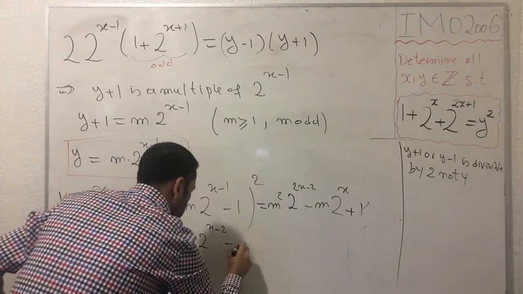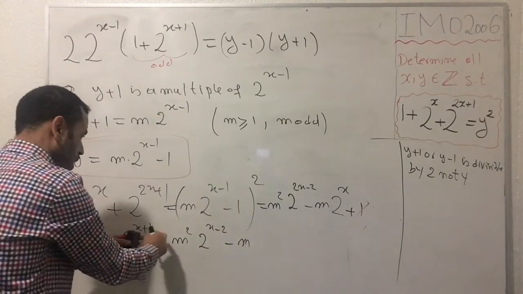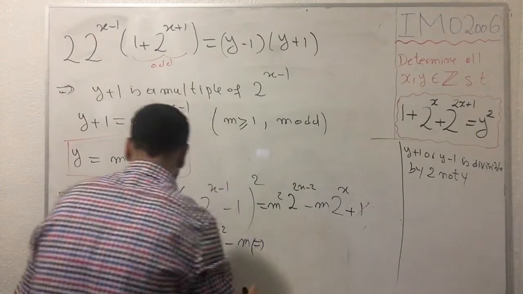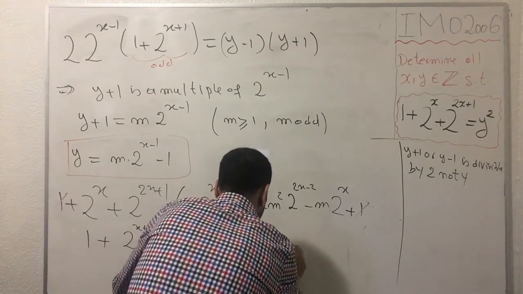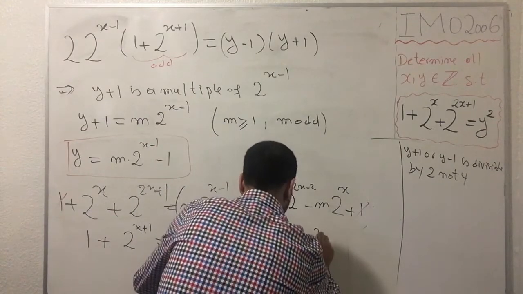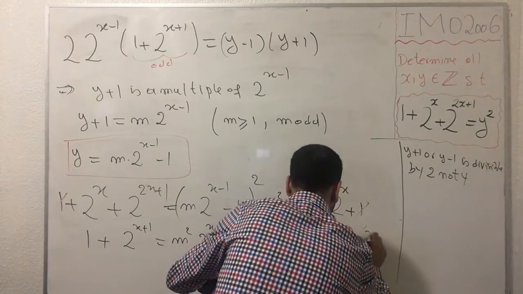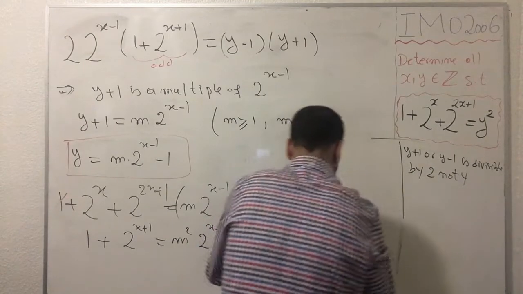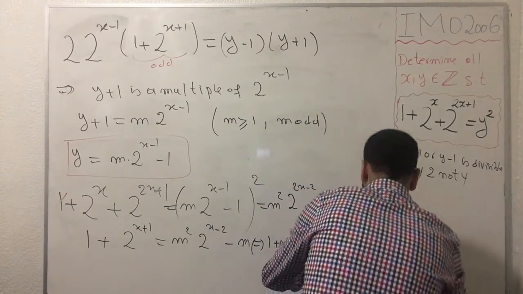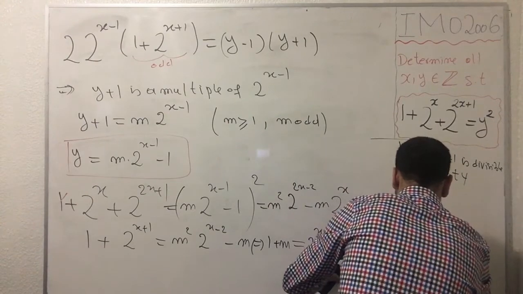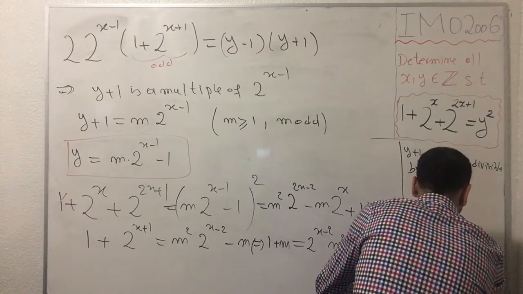This one divided by 2 to the x equals minus m. Now I'm bringing m to the other side and 2 to the x plus 1 to the right side, by rearranging these terms. So 1 plus m equals 2 to the x minus 2 times m squared minus 2 to the x plus 1. I'm going to factor 2 to the x minus 2, so it gives me m squared minus 3 minus 2 to the 3, which is 8.